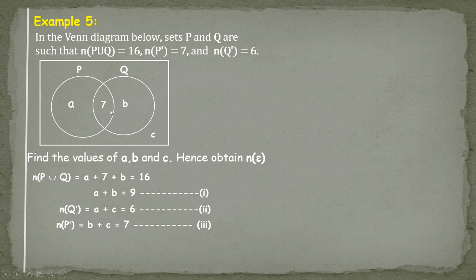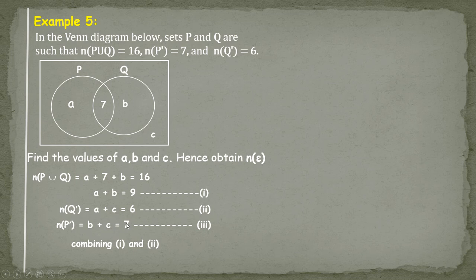Outside P is 7, which is B plus C equal to 7. Now once we get to this level, we just need to solve these equations simultaneously. You realize that we have 3 unknowns, A, B, and C. When I look at the third equation, it has B and C, so it is lacking A.